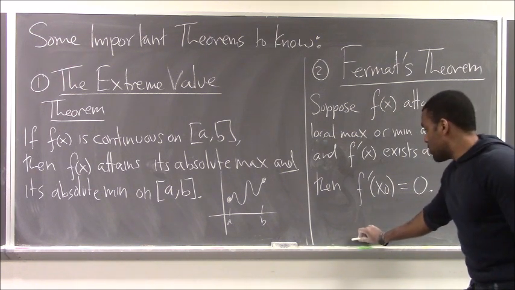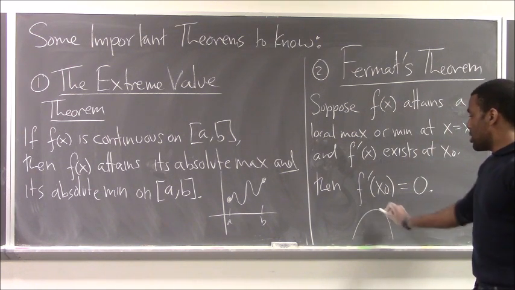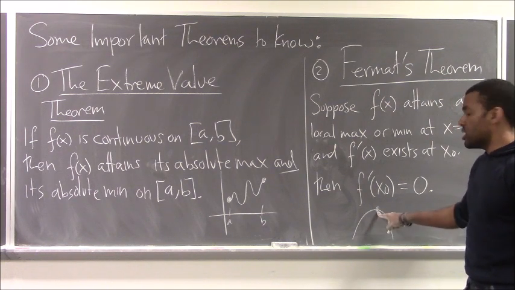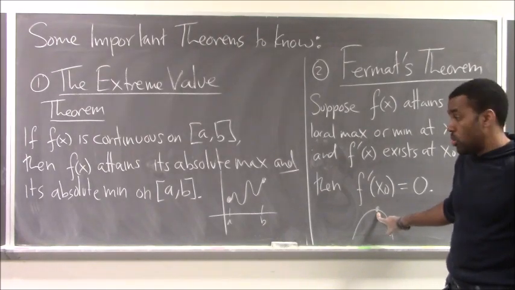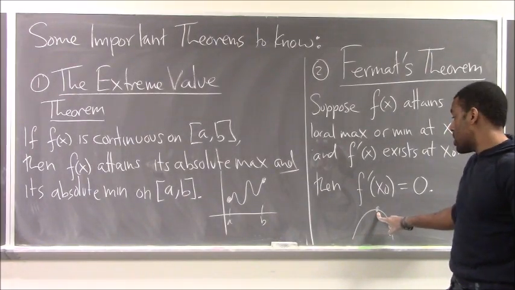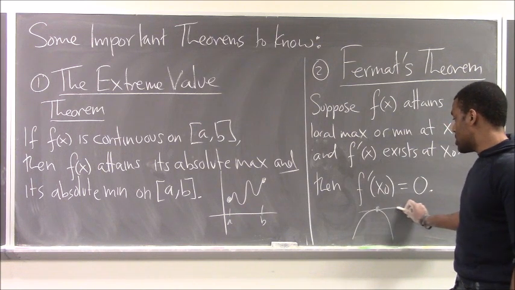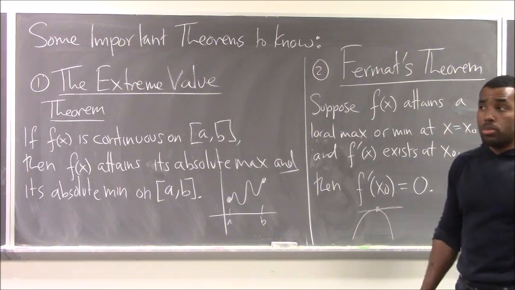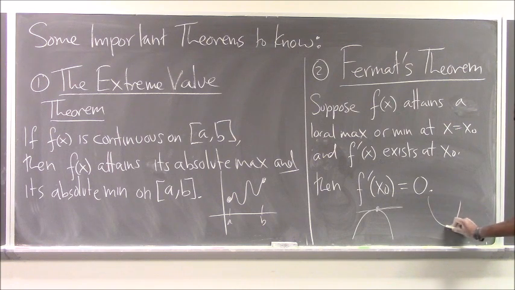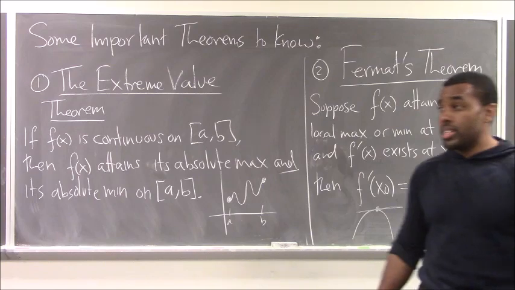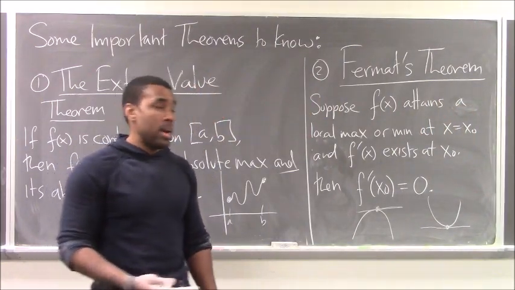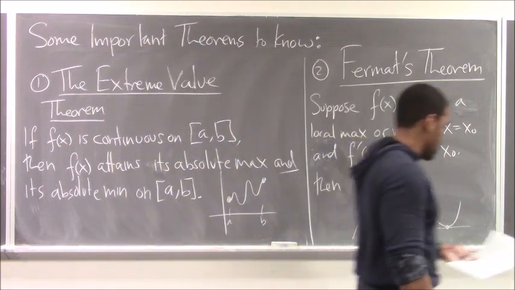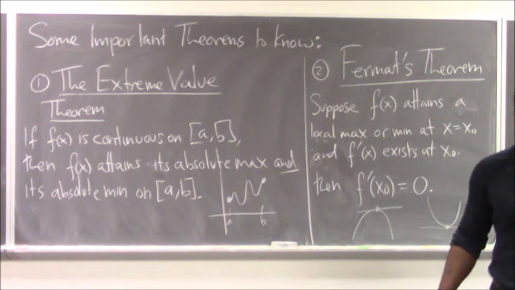Meaning, you can have the function behaving like this. That's a maximum. If the derivative exists, it's not a sharp corner, it's not undefined, it's not something crazy like that will cause the derivative to not exist that I spoke about. Then the tangent line to the curve at that point will have slope 0. Similarly, if it's a minimum, the tangent line at that point will have slope 0. As long as the derivative exists, as long as you can draw a tangent line, the slope of the tangent line will be 0 at a maximum or a minimum. This is Fermat's theorem.